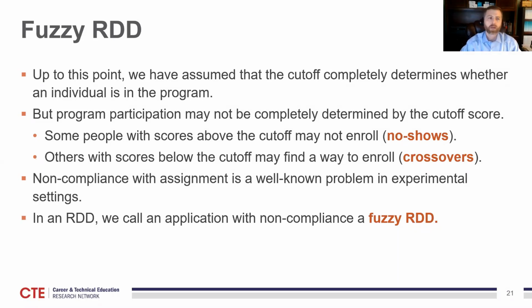So to this point, we've been focused, as I said, on sharp regression discontinuity. We've been assuming that the cutoff completely determines whether an individual actually receives the treatment. But as we noted before, there can be non-compliance with treatment assignments. So there can be no-shows, in other words, people that were eligible to participate that end up not participating. And there can also be people that were not eligible to participate that somehow did. We call those crossovers. So again, this is something that's common in experimental settings as well. In regression discontinuity, if there was non-compliance with the treatment assignment, and it can be in a variety of ways, we would say that you would apply a fuzzy regression discontinuity design.